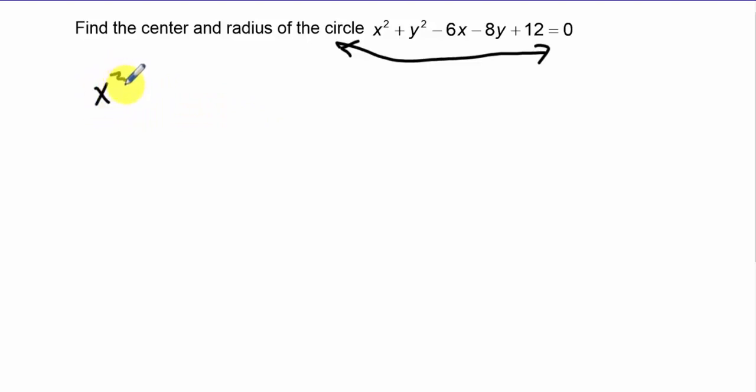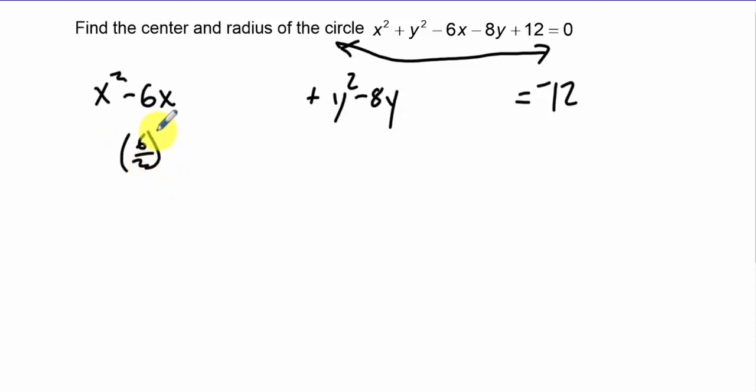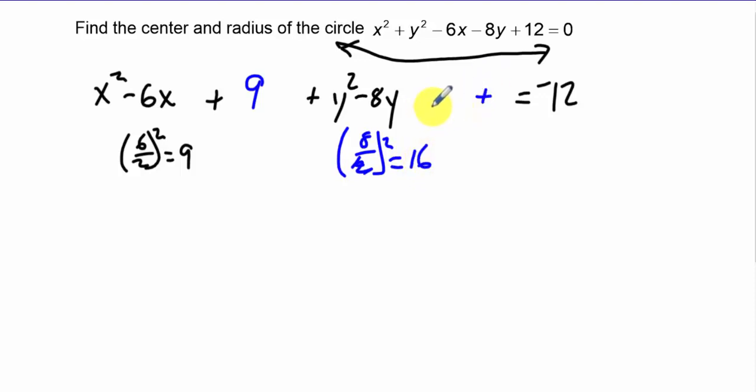We're going to take and isolate the x's and the y's on one side of the equation and put the constant on the other side. We're going to take half of each x and y's middle term and square it. So I take 6 over 2, square that, get 9. I'll write it in blue because it's new. Then we'll take half of 8, square that, and that's 16.